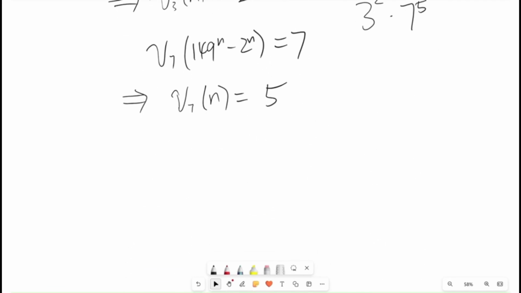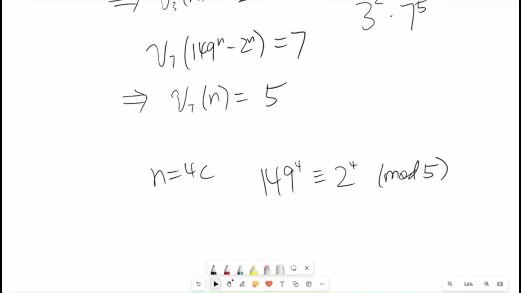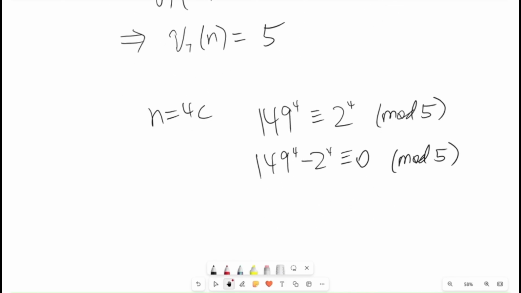And so it turns out that if we set n equal to 4c, we have 149 to the power of 4 is congruent to 2 to the power of 4, mod 5. And this is useful because we want this to be true. We want the two terms subtracting each other to be divisible by 5, because this is just the same thing as 149 to the power of 4 minus 2 to the power of 4 is congruent to 0 mod 5. So now that if we use this substitution, n is equal to 4c, we can directly apply LTE.